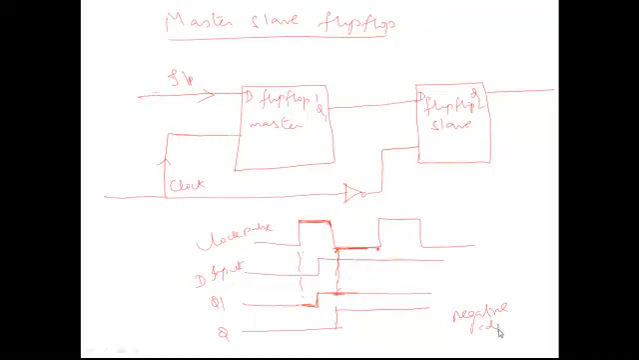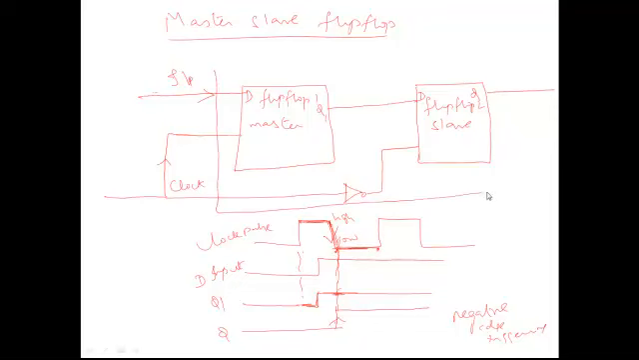Why do I say negative edge triggering? Because you can see here that the slave responds exactly at this edge. If you synchronize the clock pulse with the slave output, you will see the slave responds at this point. Whenever the clock goes from high to low, we call it a negative edge. Whenever the clock starts to go from high to low, only then does the slave respond.